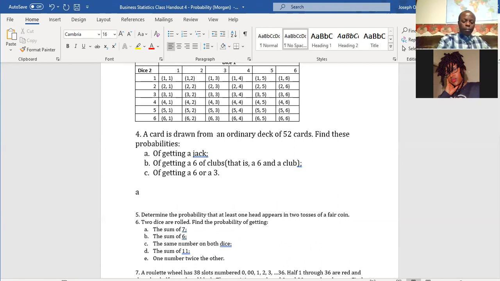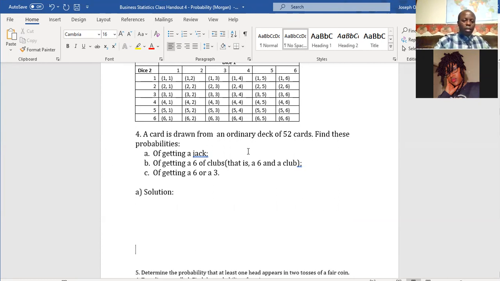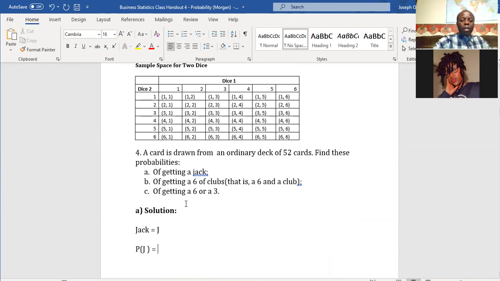Solution for part A. It's of getting a jack. Let us use J for jack. Jack is J. Okay. In that case, the probability of getting a jack, probability of J, now becomes how many jacks we have.